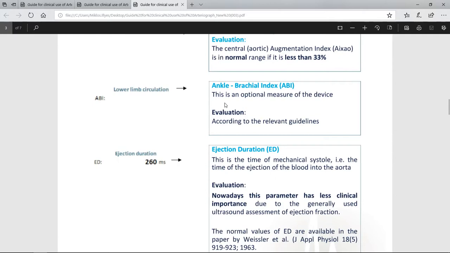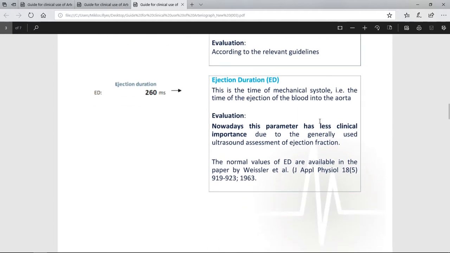Arteriograph can measure ankle brachial index as well. This is an optional measurement. The evaluation of this measurement should be based on the relevant guidelines, which are clearly and widely obtainable.